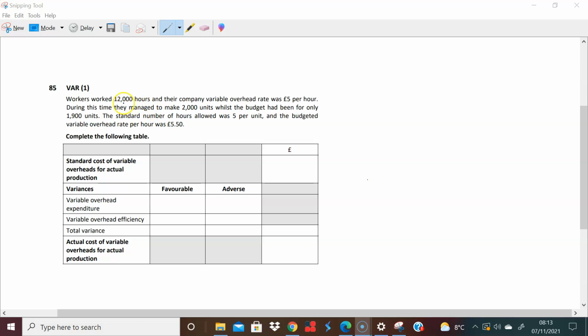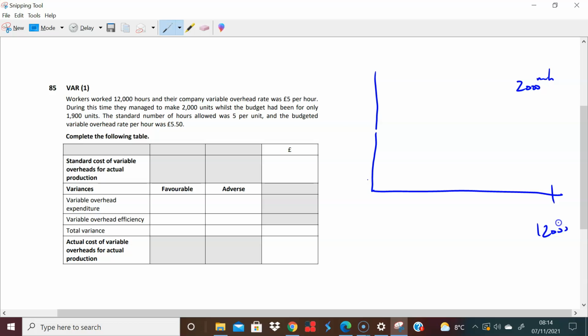So it tells you here that you have these workers who have done 12,000 hours. Their company variable overhead is £5 per hour. That's fine. So drawing our chart, what we have here is that they produced 2,000 units. So that's the point here. They produced 2,000 units, and that's what's relevant. And they did 12,000 hours. I'll write the 12,000 here. And they did this at £5 an hour. That's their £5. So that's what actually happened.